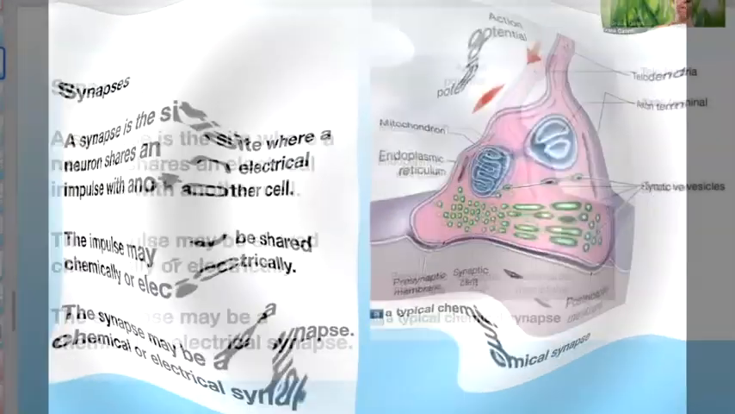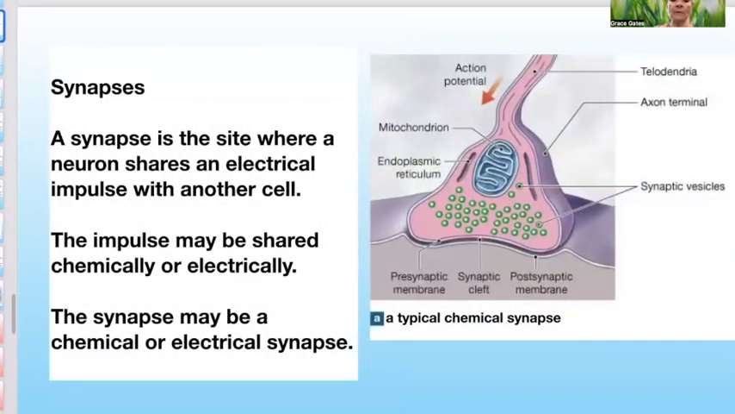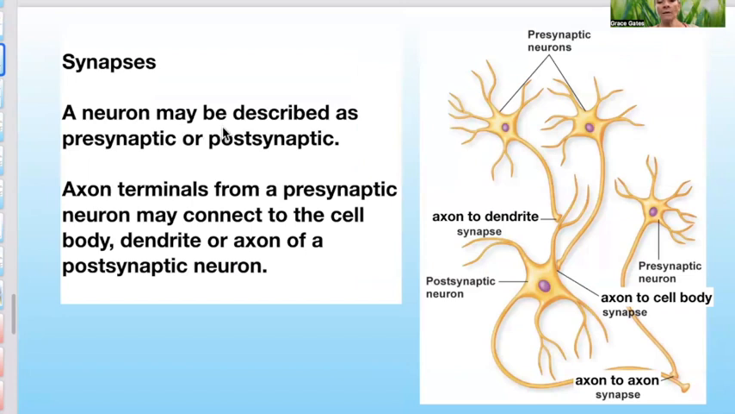Okay, synapses. A synapse is the site where a neuron shares an electrical impulse with another cell. The impulse may be shared chemically, by far the most common case, or electrically. So the synapse may be called a chemical synapse or an electrical synapse. A neuron may be described as presynaptic or postsynaptic, and this is very handy terminology that you should definitely remember.